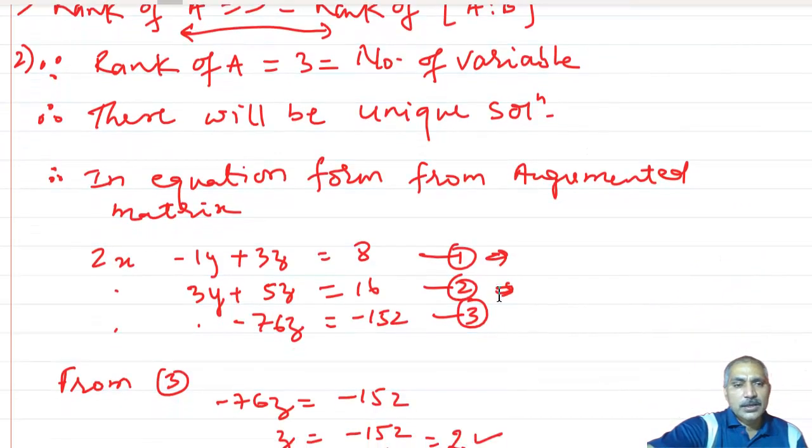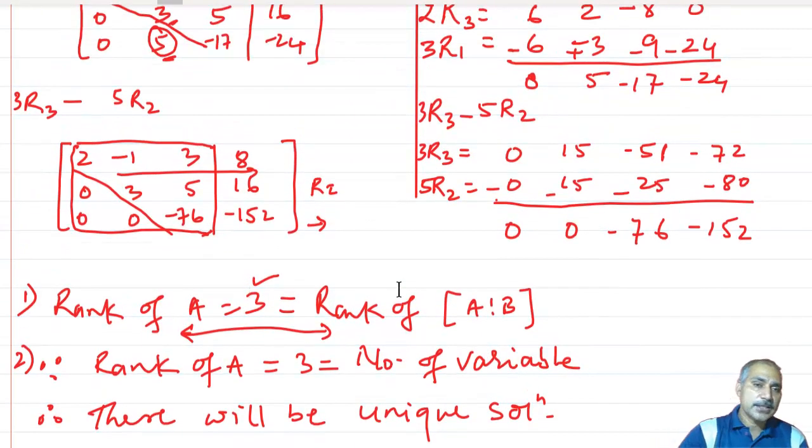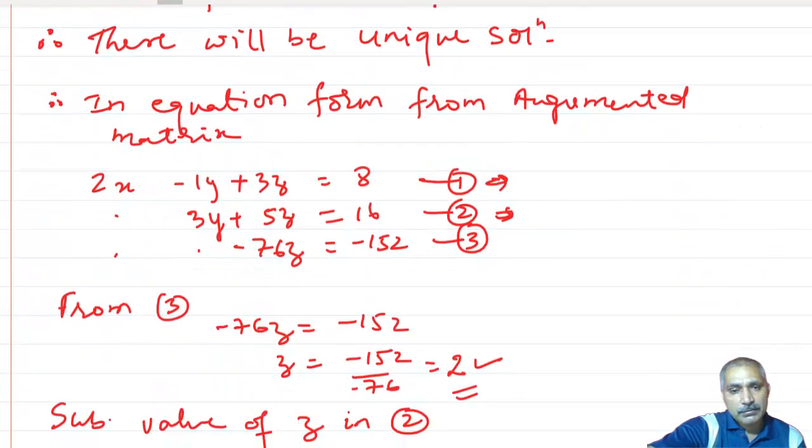Now we will be converting the augmented matrix, actually what we have got in the last step, that is this one, into the equation format. So we will be writing the first equation. This is the x coefficient, this is y coefficient, this is z coefficient, this is right side. So it is going to be 2x minus y plus 3z is equal to 8. Here x part is 0, so we will not write that. So 3y plus 5z is equal to 16. And here x and y both are 0, so we will be having minus 76 z is equal to minus 152.